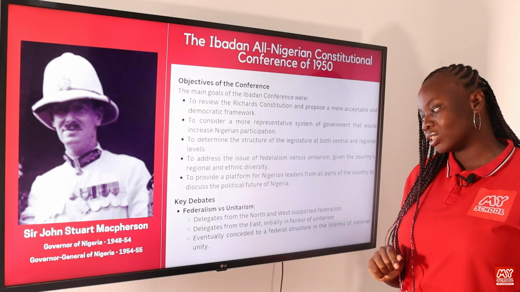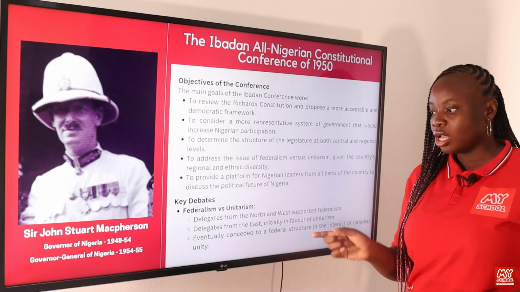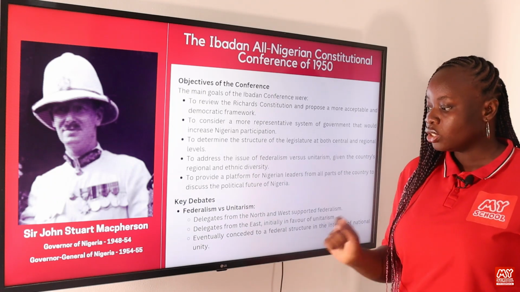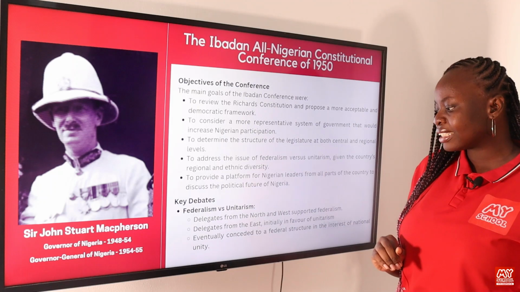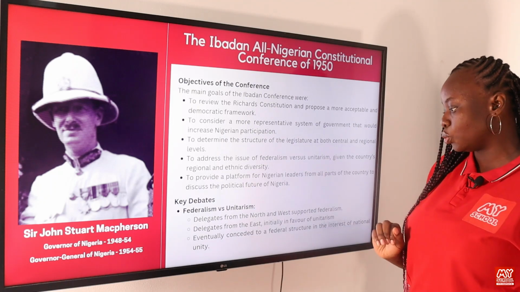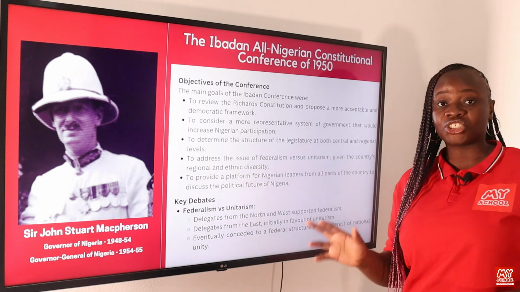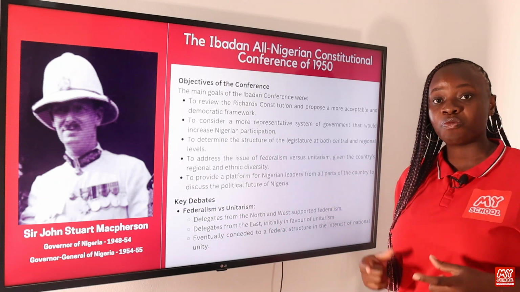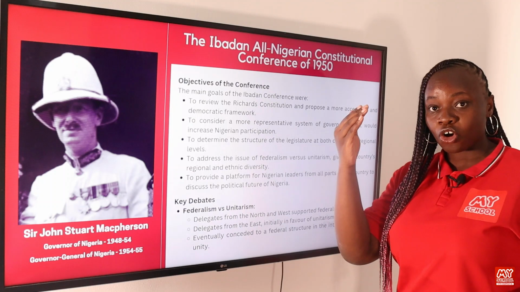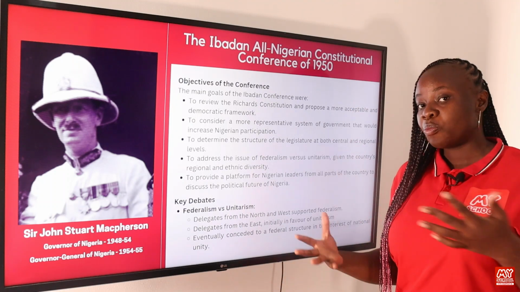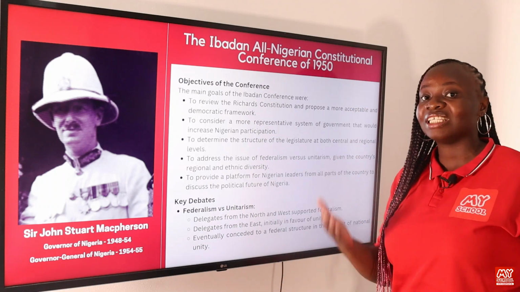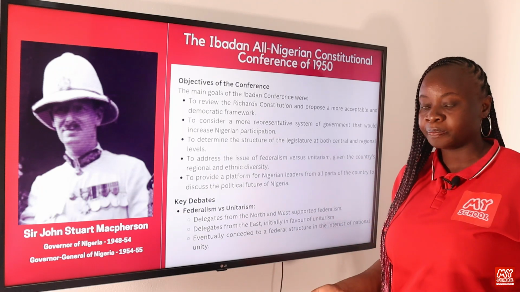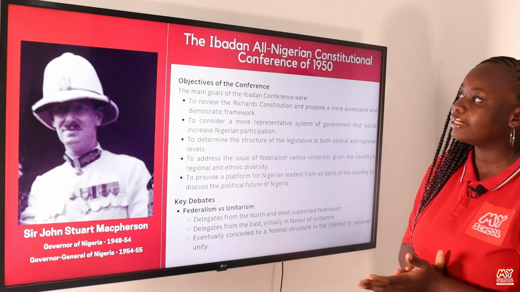So delegates from the north and west supported federalism, but delegates from the east initially were in favor of unitarism. So eventually, the eastern region conceded to a federal structure in the interest of national unity. So by unitarism, we mean a system of government where there is only a central government and no regional governments. But a federal structure is a system where there is a central government and regional governments for each of the regions within the country. So now let's move on to the next slide.